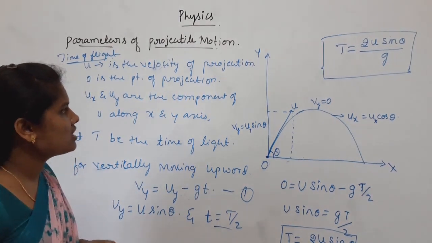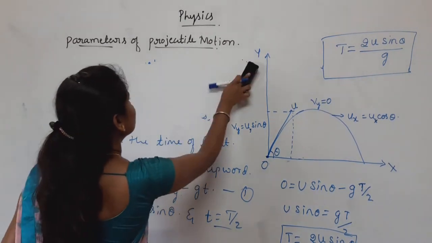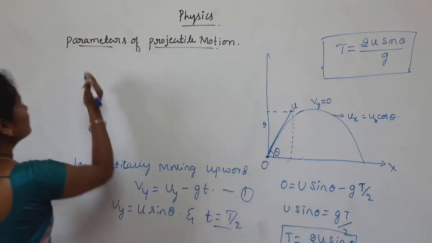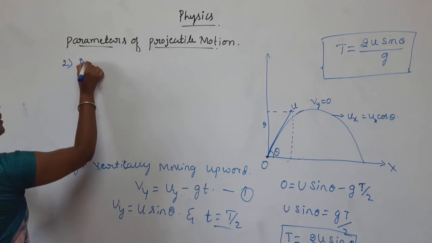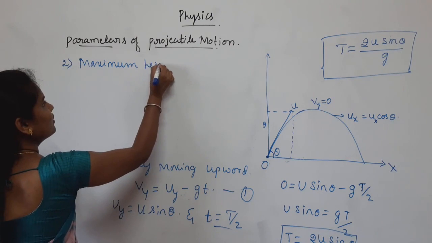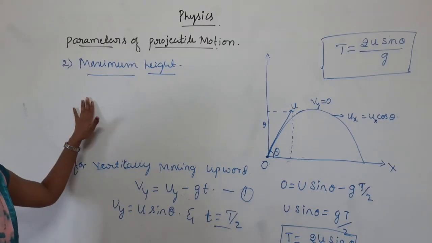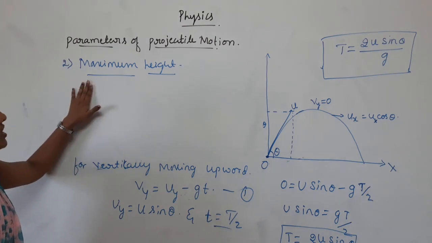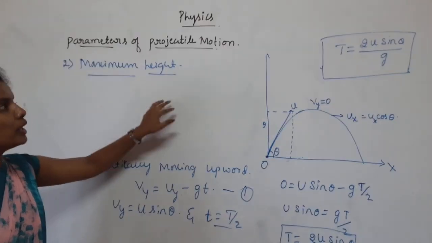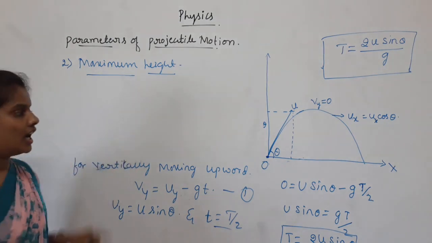The next parameter is maximum height. Maximum height is the maximum distance traveled vertically upward by the projectile from the point of projection.